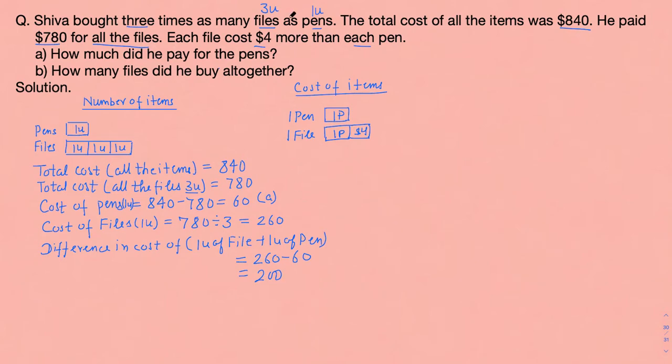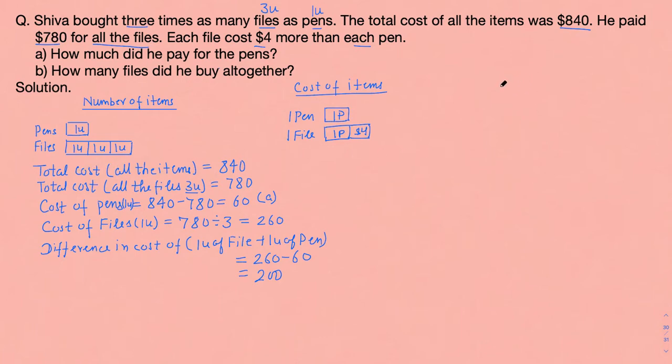Okay, now we have got the difference in the cost of 1 unit of file and 1 unit of pen, and we also know the difference between the cost of one pen and one file. So do you think from this information we can get the number of pens or the number of files in 1 unit? Can we do that? Yes, the answer is yes, we can do that.